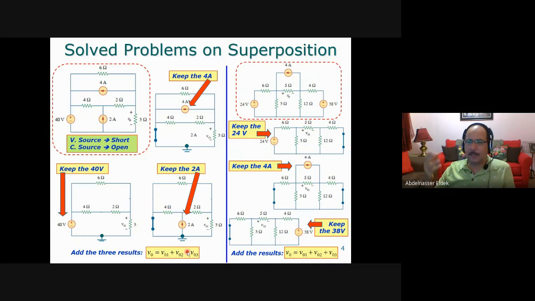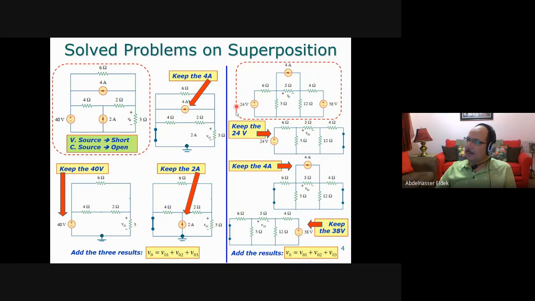But assume that, for example, you are in the lab and you have only one source, and you have a circuit that has multiple sources. Then you can use superposition to do the measurements. So you can turn off all the sources and use only one source at a time. Because if you have only one source, how do you do the experiment? You can use the superposition in this case.